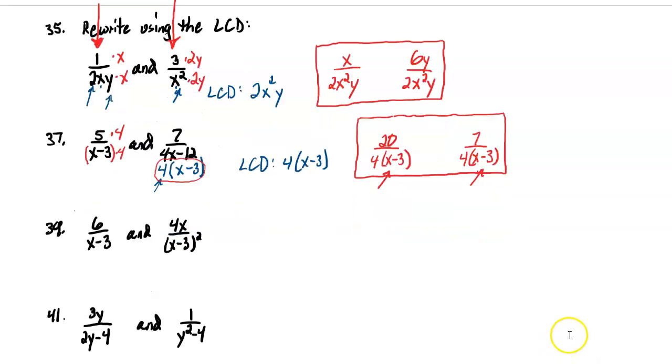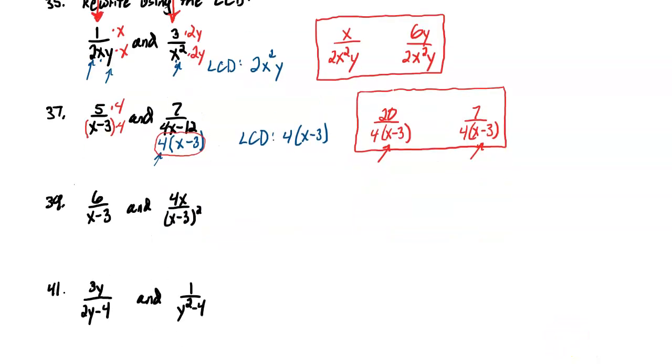Now number 39. Rewrite these fractions so that they have an LCD. Well, what is the LCD? It is going to be a product containing all of the factors that are in the denominators, and when there is a factor common to both, which there is here, x minus 3 and x minus 3, you use the highest power that appears on that common factor. So the LCD is x minus 3 to the second power.